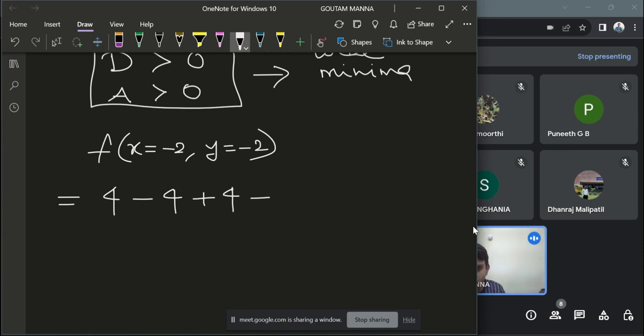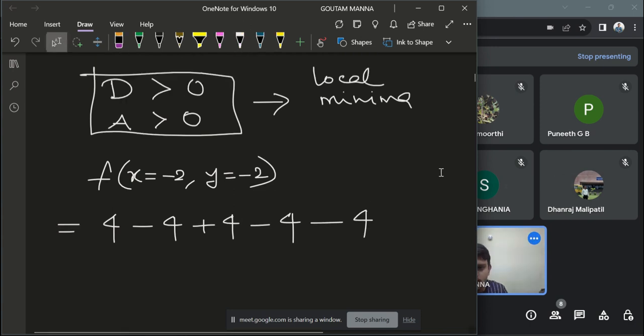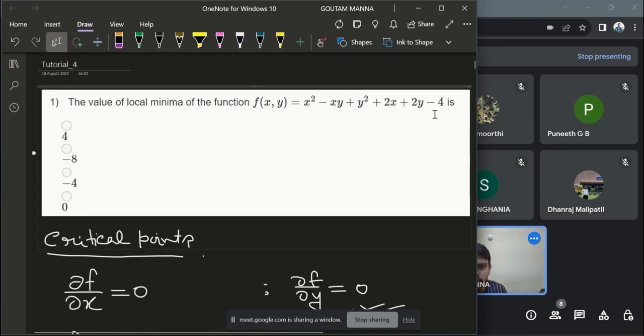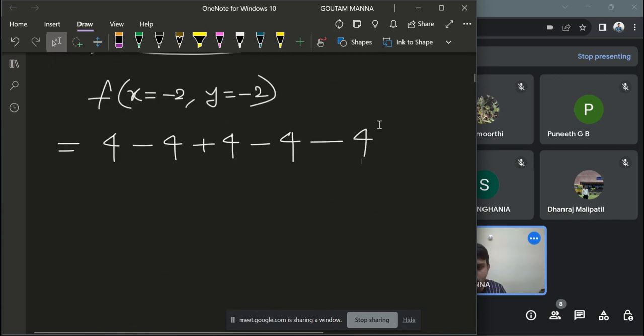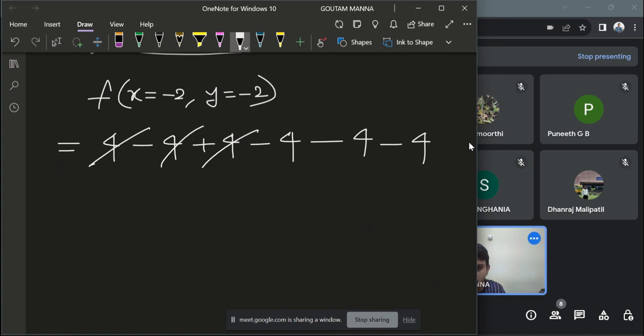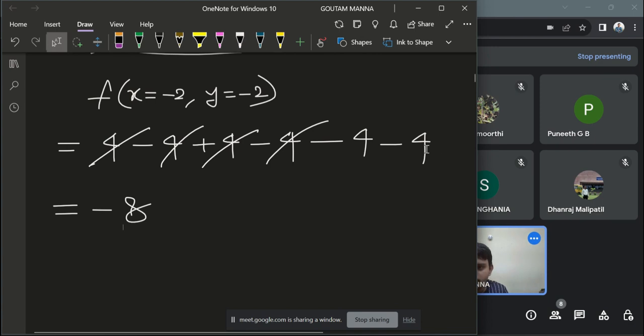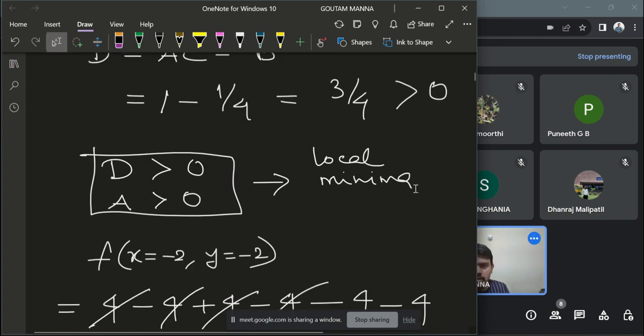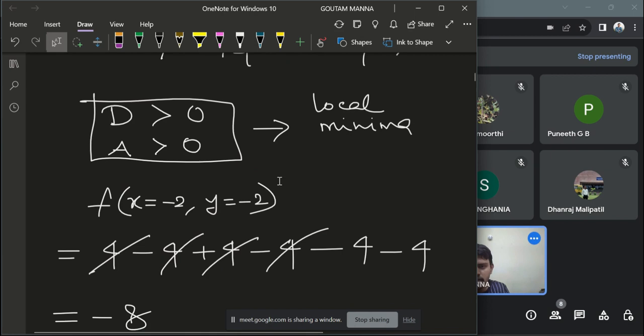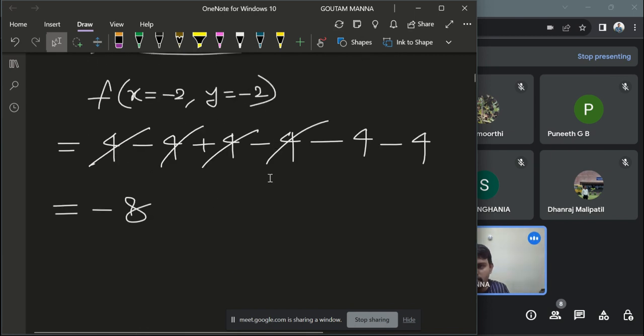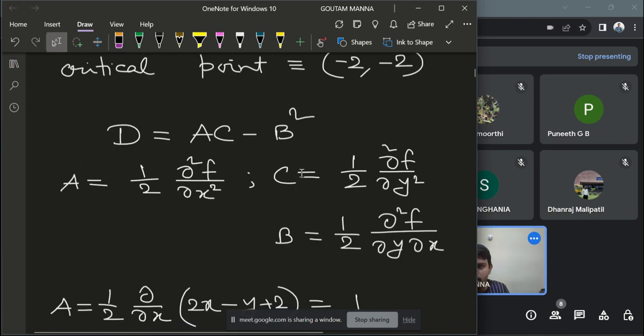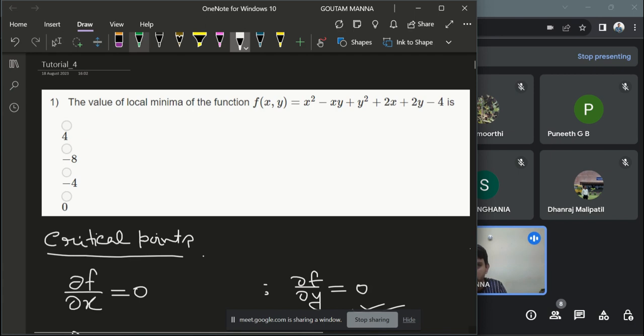So then xy is 4, so minus xy is minus 4, then plus y square is 4, plus 2x will be, then x is minus 2, so minus 4, plus 2y will be again minus 4, and there is minus 4. So then this 4 cancels with this one, plus 4 cancels with this one, so it's minus 8. So at this point where the function is at its local minima, the functional value is minus 8. So the correct answer is this one.